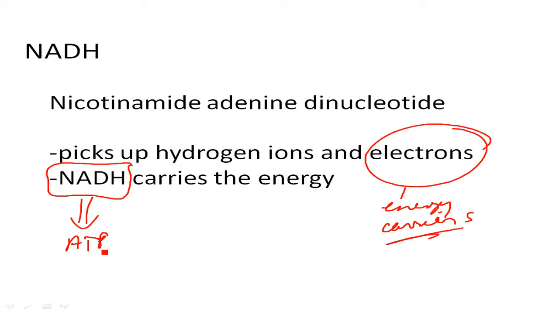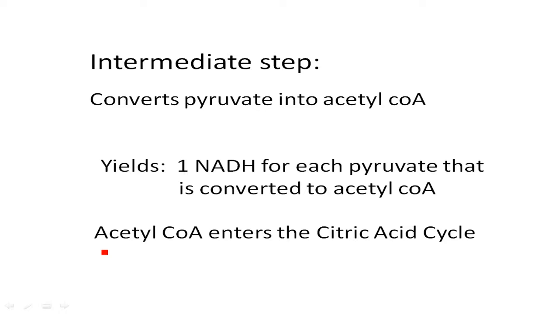So let's move on and see what we go to next. All right, we broke our glucose down and we came up with our little pyruvate molecules. And I said we had to do an intermediate step. Well, pyruvate is a 3-carbon molecule, and we have to convert that into a 2-carbon molecule called acetyl-CoA. And the reason we need to do that is because that's the molecule that's going to enter our second step of cellular respiration, which is the citric acid cycle.